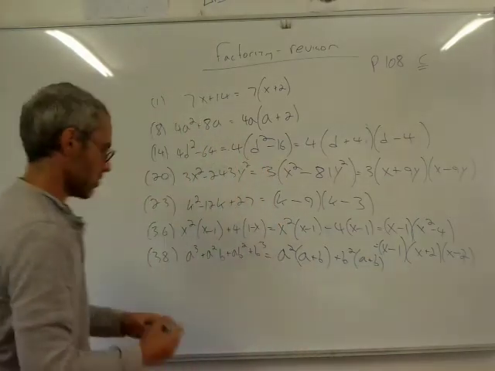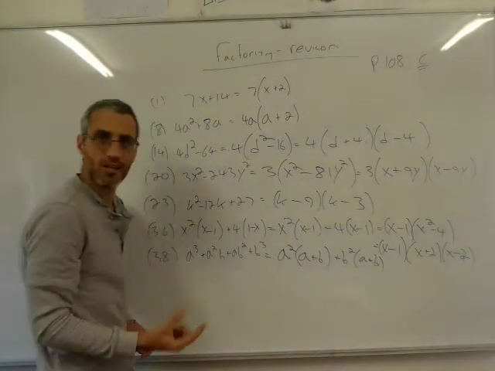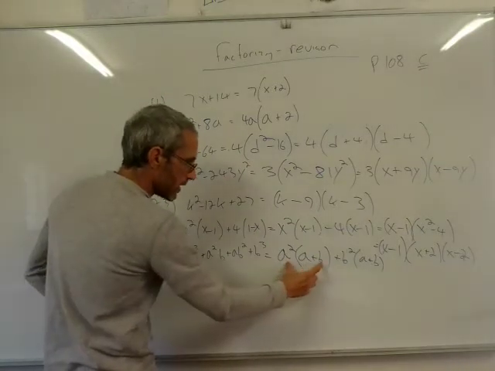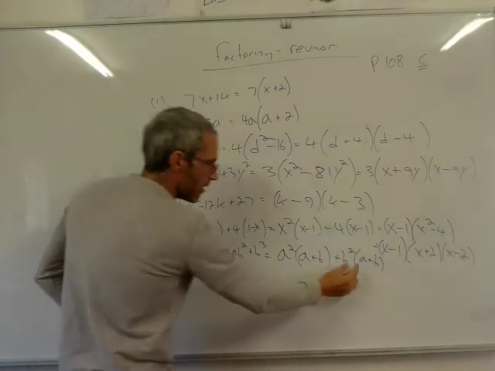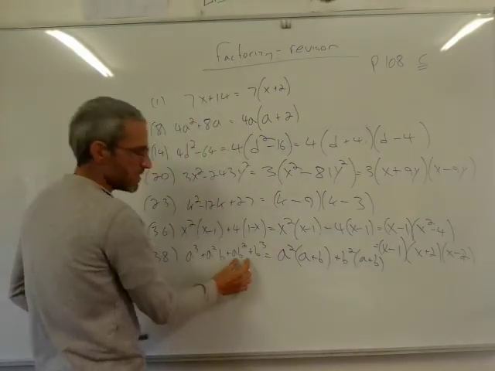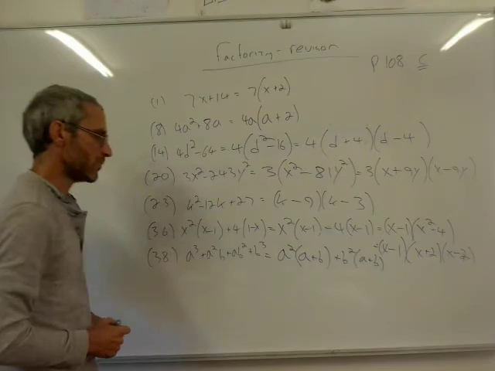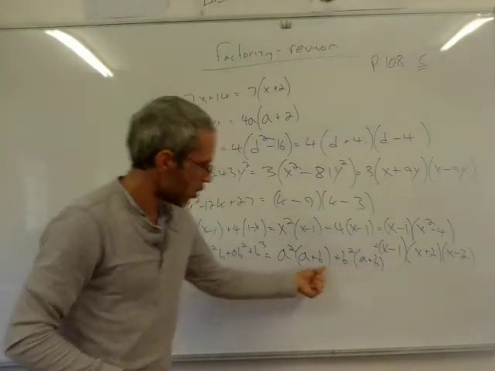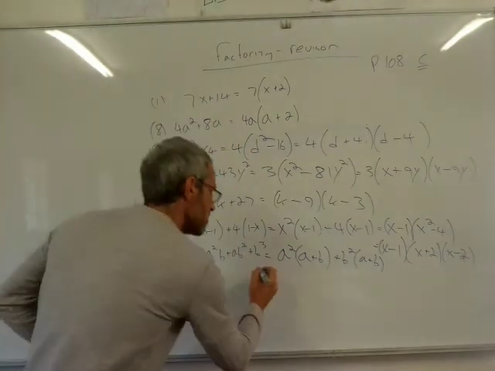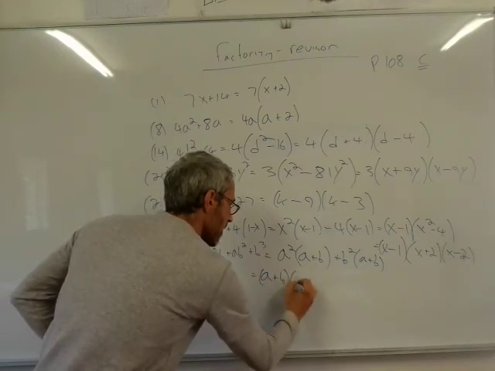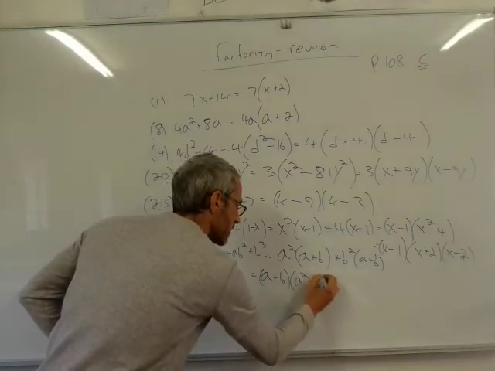So check this. I'm just checking that I've got the same thing. a squared times a is a cubed. a squared times b is a squared b. b squared times a is ab squared. Doesn't matter, I can swap them around. b squared times b is b cubed. Now I can see there's another common factor, a plus b. So the answer is going to be a plus b times a squared plus b squared.